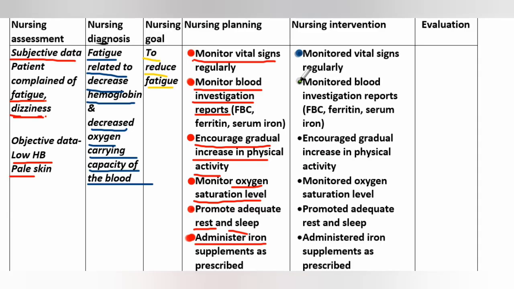Implementation: monitored vital signs regularly. Monitored blood investigation reports. Encouraged gradual increase in physical activity. Monitored oxygen saturation level. Promoted adequate rest and sleep. Administered iron supplements as prescribed. Evaluation: blood pressure, pulse rate, respiratory rate, body temperature, and saturation level.